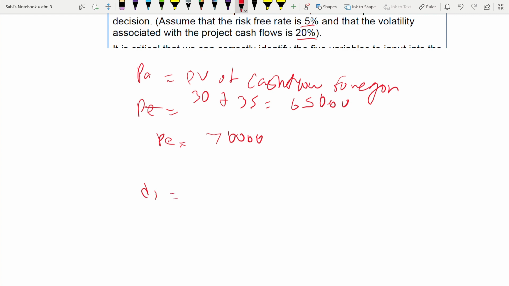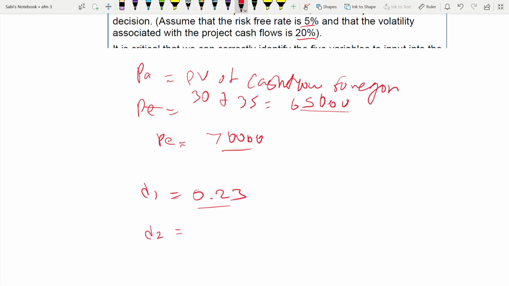Okay. This time, I'm not going to calculate D1 for you. You are going to calculate D1. Okay. You already know this and this. 0.23 will be your D1. Make sure you get the 0.23. Because my focus is not on this, my focus is on the put option part.